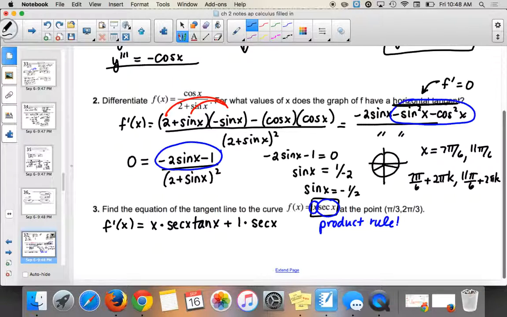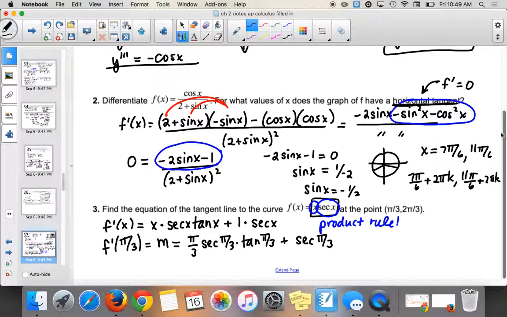Okay, and I want to find my slope at the point pi over 3 comma 2 pi over 3. So I'm going to plug in pi over 3 to find my m, my slope. It's going to get a little messy. So I have pi over 3, and then I have secant of pi over 3 times tangent of pi over 3 plus secant of pi over 3. Yikes. It's not pretty. If it was the exact value, it's not going to be fun.